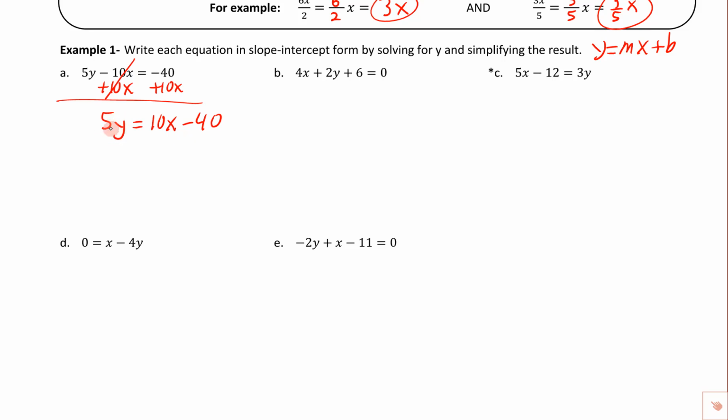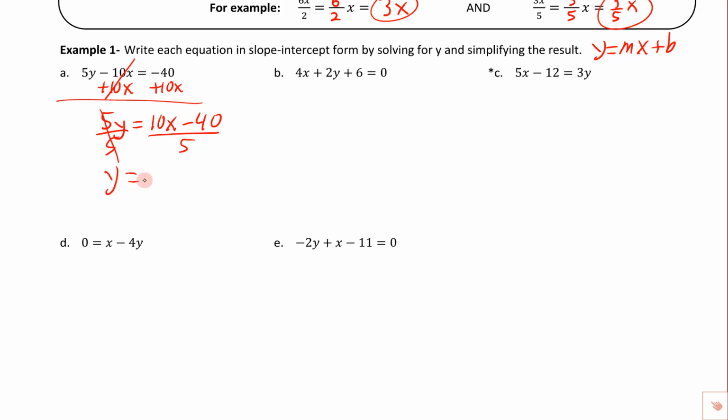So then the next thing we're going to do is we just need to get rid of the 5 in front of the y. Notice that's implied multiplication, so we're going to divide both sides by 5. I'm dividing this entire side by 5 and that entire side by 5. And notice what we have here. We now have a y. Then we've got a little bit more work to do on the other side.